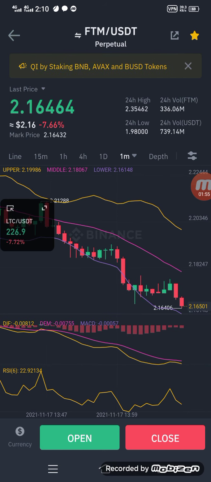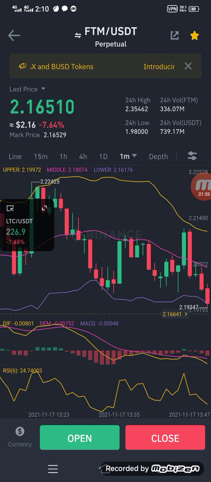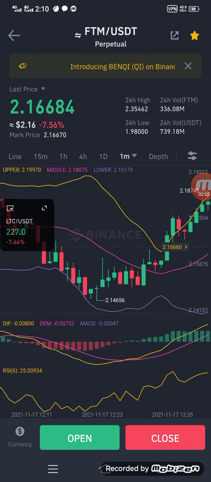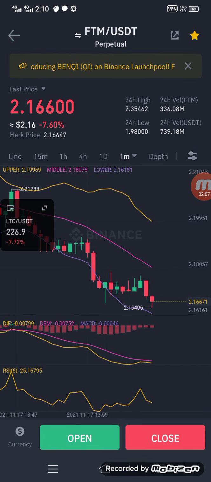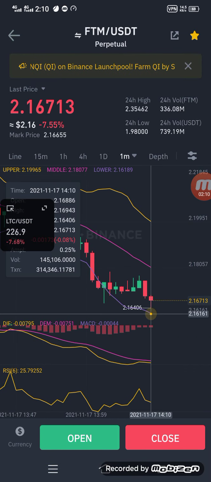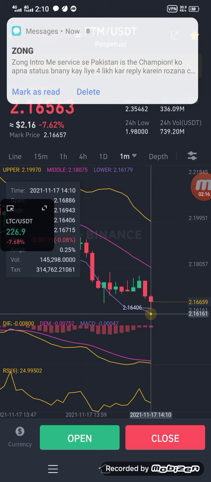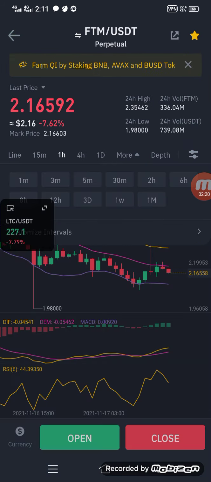So it's a low position, with how much it has already dumped here. Dump here, dump is also happening here. So we will wait. If it pumps, then I'll buy it.